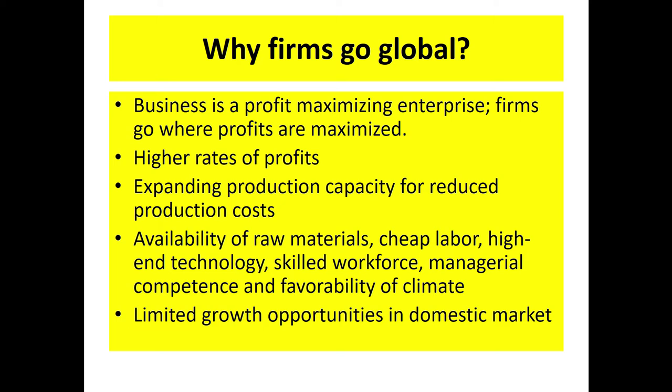So why do firms go global? Business is, of course, a profit maximizing enterprise. Firms go where profits are, of course, maximized. Other reasons are higher rates of profits, expanding production capacities for reduced production cost, availability of raw materials, cheap labor, high-end technology, skilled workers, managerial competence, and of course, favorability of climate. And there is also limited growth opportunities in the domestic market. So these are the reasons why firms would actually go global.